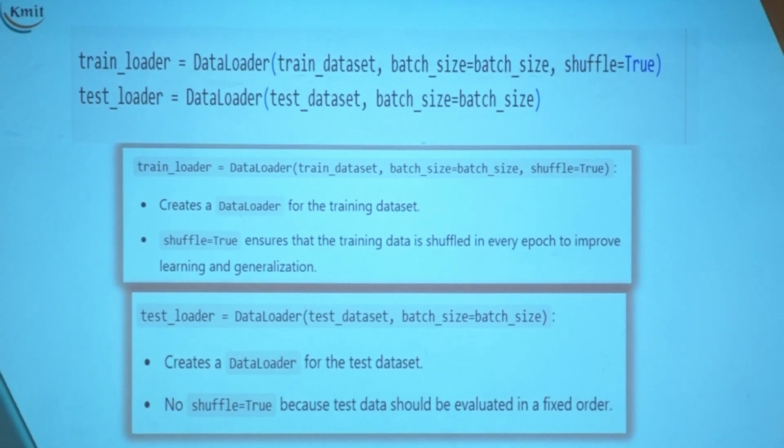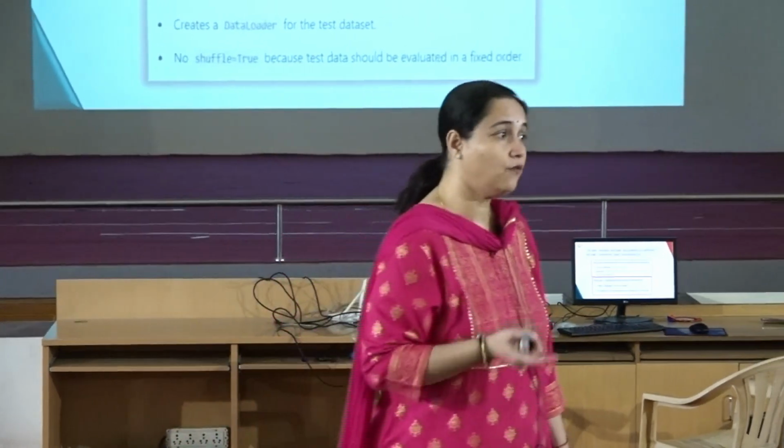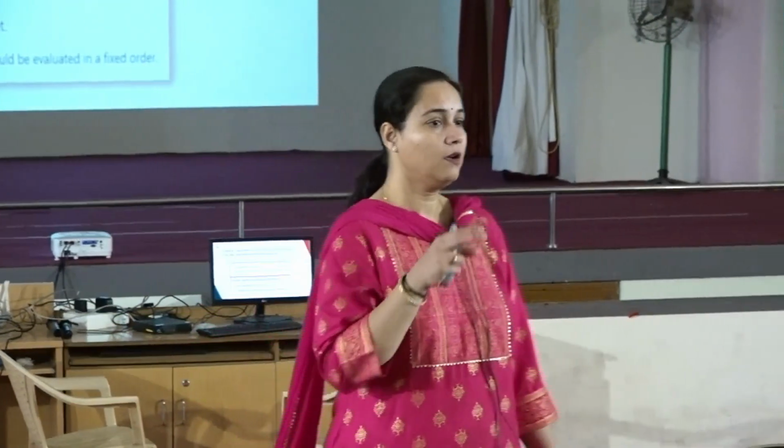So what is this shuffle? What does shuffle equal to true do? Training data will be shuffled in every epoch. That means I am keeping shuffle as true for training data, not for testing data. When I keep shuffle as true, the training data is shuffled in every epoch in order to improve your learning of the data and make generalization more efficient. That is the reason for training you require shuffling.